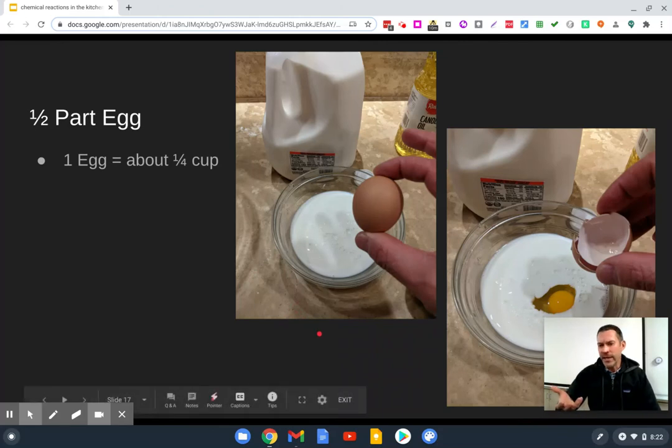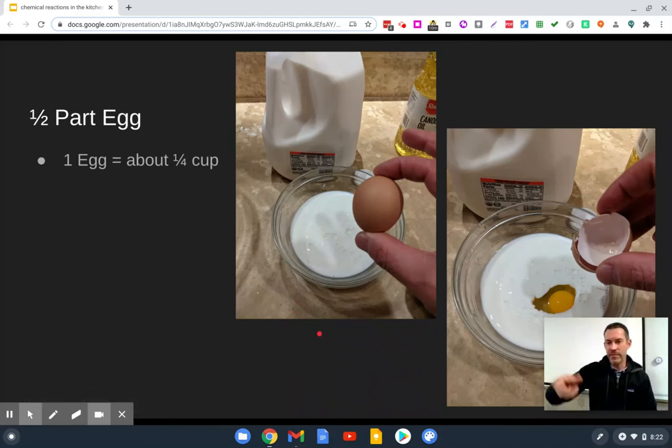1 egg, and 1 egg ends up being about a 1/4 cup. I poured it in my little 1/2 cup and it filled it up about halfway. So a 1/2 part egg. You're not using a 1/2 egg, you're just using 1/2 a part. And our part, once again, is a 1/2 cup. So you have to use 1/2 of that for your egg.